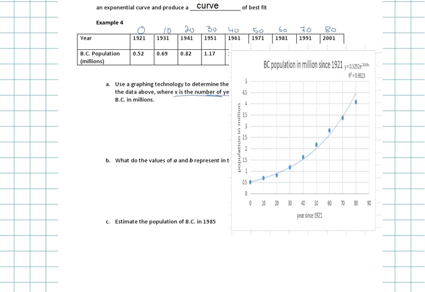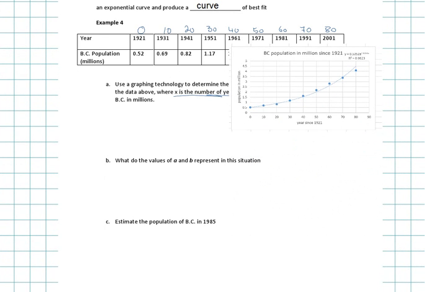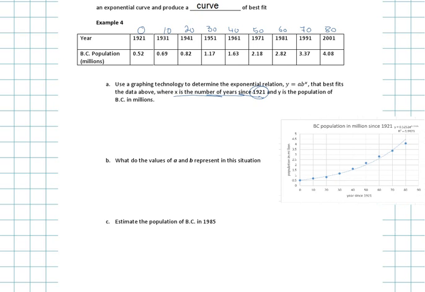We're going to write the equation, and the equation is going to be y equals 0.5252 times 1.027 to the power of x. Don't forget the power of x. Yes, it is small. You don't see it right here, but there is an x right here. Okay?